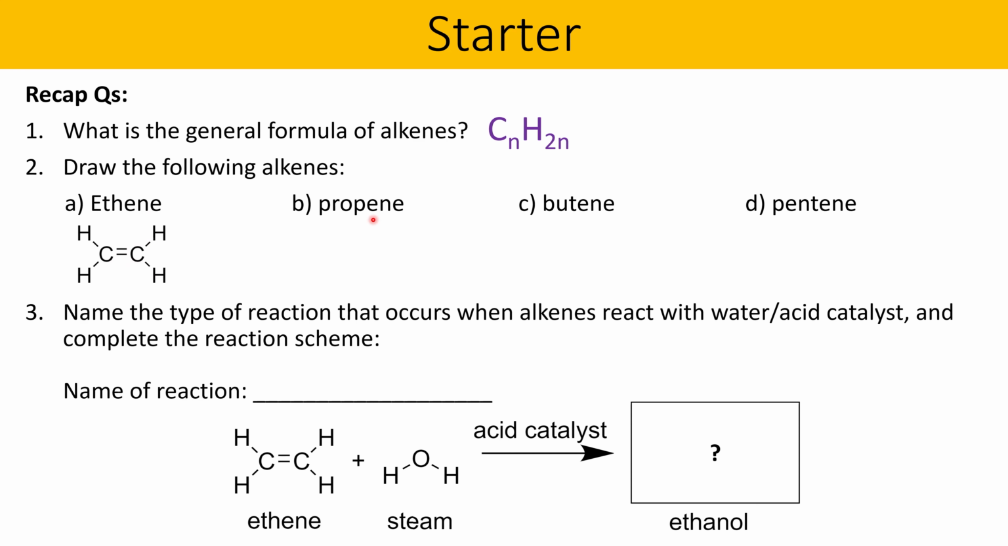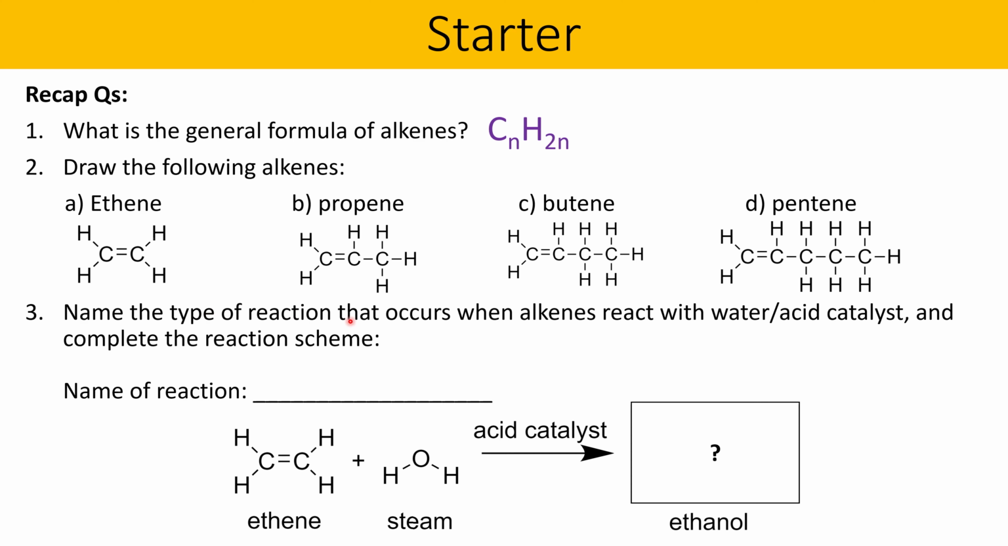Propene has 3 carbons. Remember that when we draw alkenes, only one of the bonds needs to be a double covalent bond, and we need to ensure that each carbon has a total of 4 bonds. This means on some carbons they won't have as many hydrogens as you're expecting. So this carbon here only has 2 hydrogens because it's part of the double bond, and this carbon here only has 1 hydrogen because it has a double bond on the left and a single bond on the right. In butene we have 4 carbons and we follow the same rules. And in pentene we have 5 carbons.